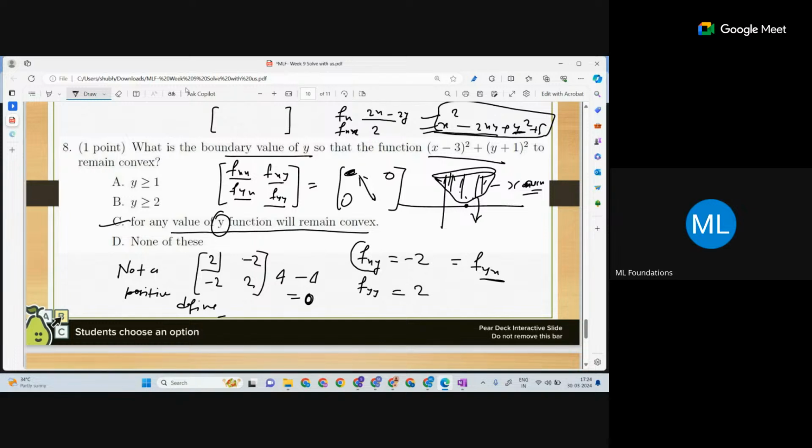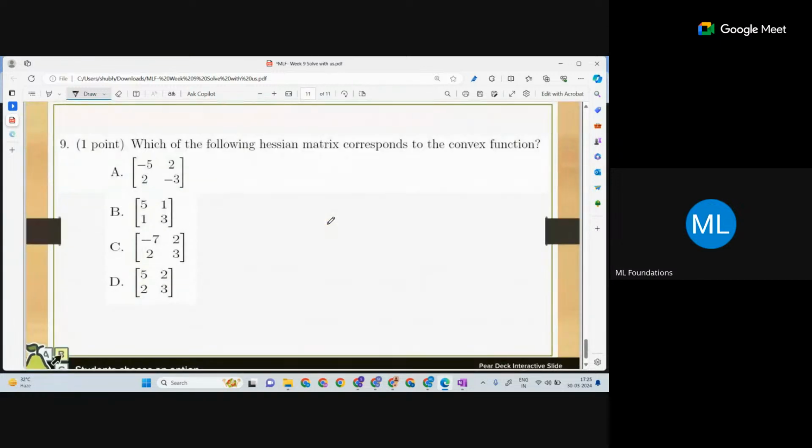So not a convex function. For the multivariable function, we'll follow this method. Hessian is the best one. Now next is this problem. Again the Hessian matrix is given. We just need to check which one is positive definite.